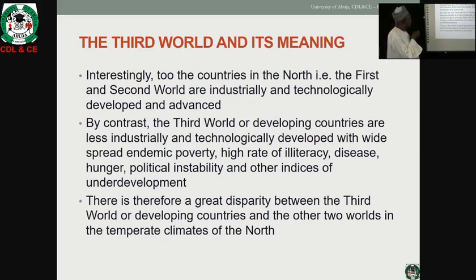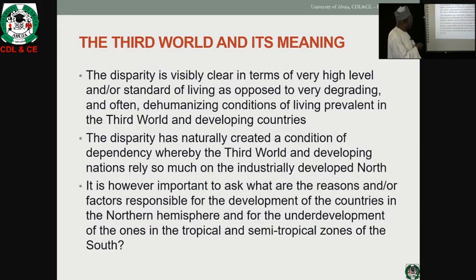Well, let's go back. The First and Second World are rich countries, industrially rich, technologically advanced, and the standard of living is very high as compared to the standard of living of the people of the third world or developing countries, where the standard of living is low. Therefore, there is a wide gap in terms of standard of living between the first and second world and the third world or developing countries.